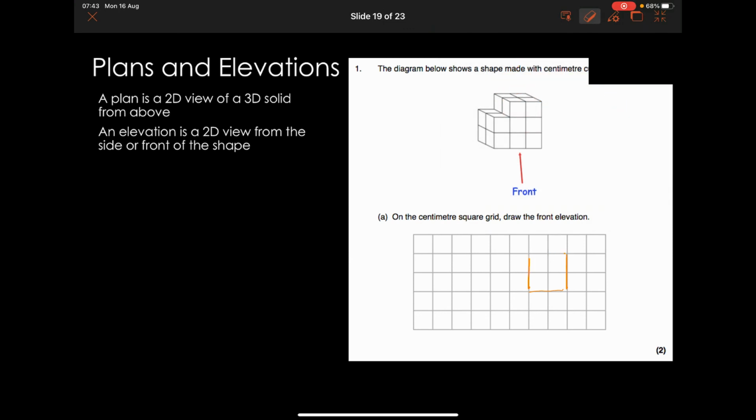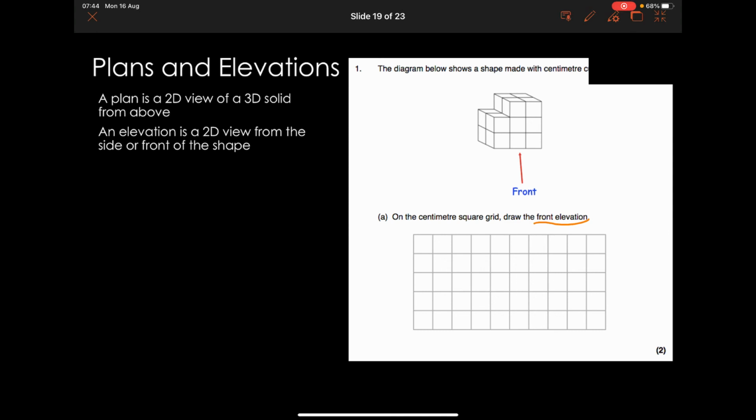All right. However, it's not asking you to do that. An elevation is a 2D view from the side or the front. And it'll tell you which one they want. It will say the front elevation or the side elevation. And it just means draw the view from the front.